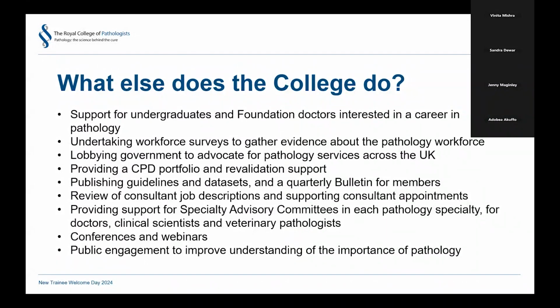So what else does the college do? The college has about 70 staff. There are 5 different directorates, including learning, but there are 4 other directorates. And the college really provides services to our members throughout their career, and that starts even when you might be thinking about a career in pathology. So we do quite a lot of activities to draw attention to undergraduates and foundation doctors about a career in pathology, trying to encourage them to think about that.